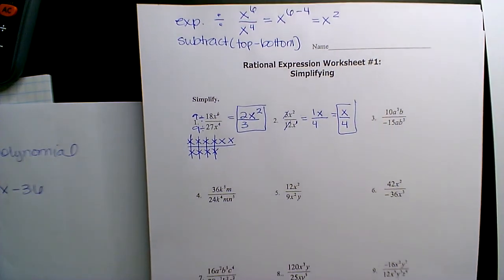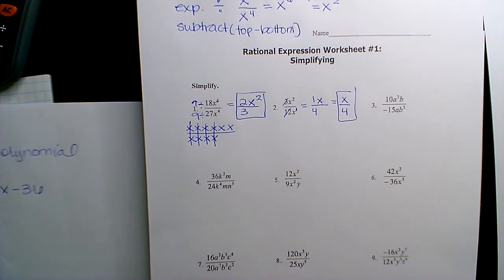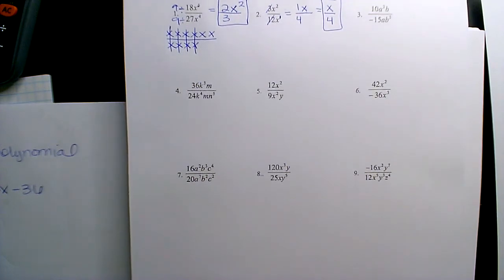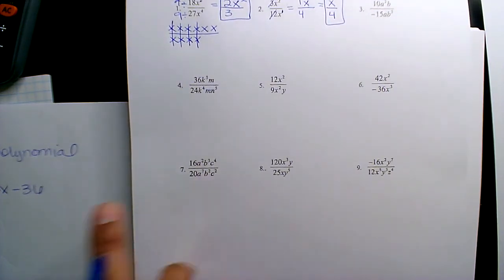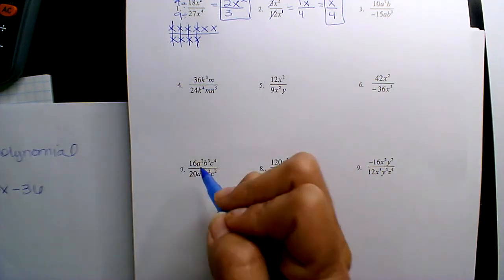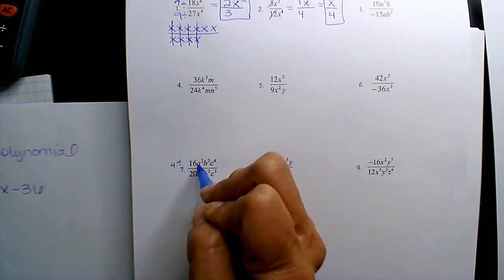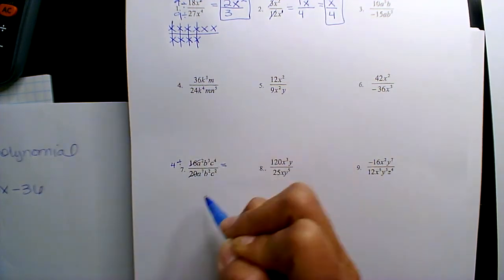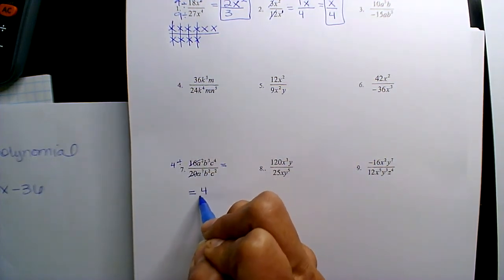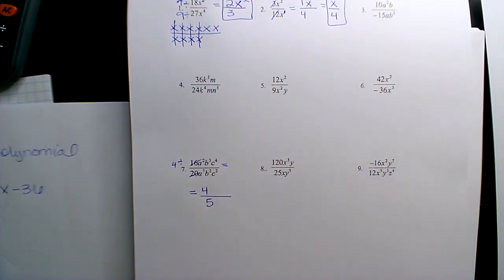Okay, is there one specifically you want me to do like 7, 8, or 9? Which one do you want me to do? 7? Okay, 16 over 20. What number is divisible into 16 and 20? 4, yeah. I don't know why in my head I was thinking 8. Okay, so if I divide by 4, top and bottom, I get, here, let me put it down below, 4 and 5, yeah?